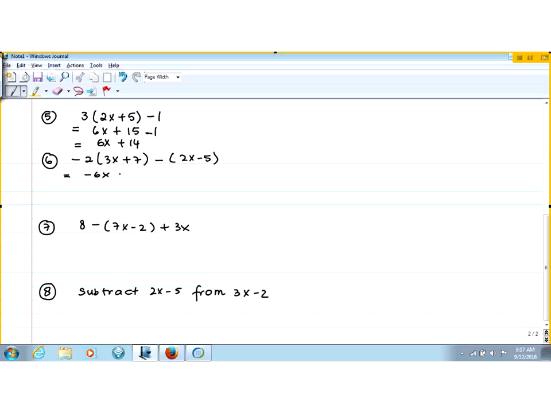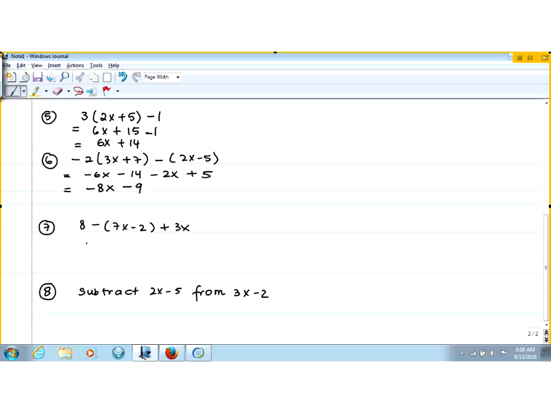What do we have? Negative 6x minus 14. Then be careful here. You have to distribute this negative sign. Minus 2x plus 5. Yes. Right? Plus 5. So this is, combine the like terms. Negative 6x minus 2x. So what is negative 6x minus 2x? Negative 8x. Negative 14 plus 5. Plus 9 or minus 9? Negative 8x minus 9. Finish.